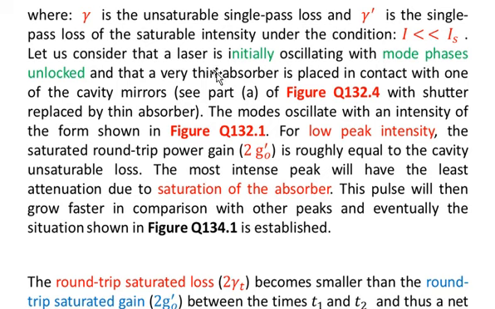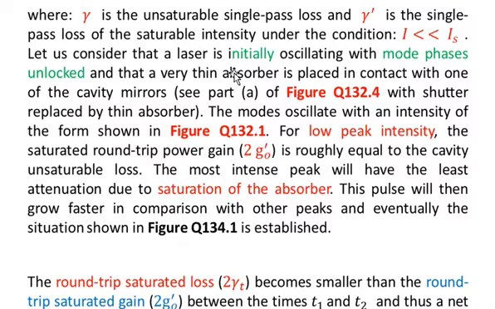So let us consider that a laser is initially oscillating with the mode phases unlocked, and that a very thin absorber is placed in contact with one of the cavity mirrors. So you see that we are imposing a situation that the laser is initially oscillating with the mode phases unlocked.